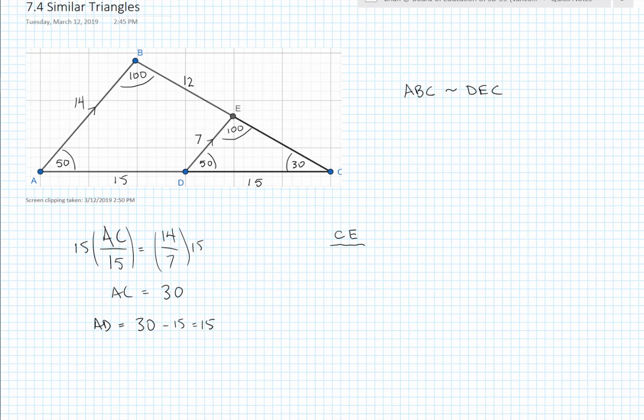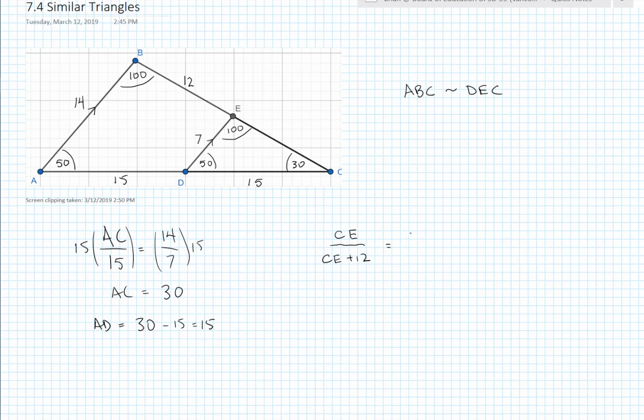And in the bigger triangle, we only know part of that. We know 12, but the other part is actually CE itself. So we end up with CE plus 12 for the denominator. Now, on the right-hand side, things are a little better, thankfully.